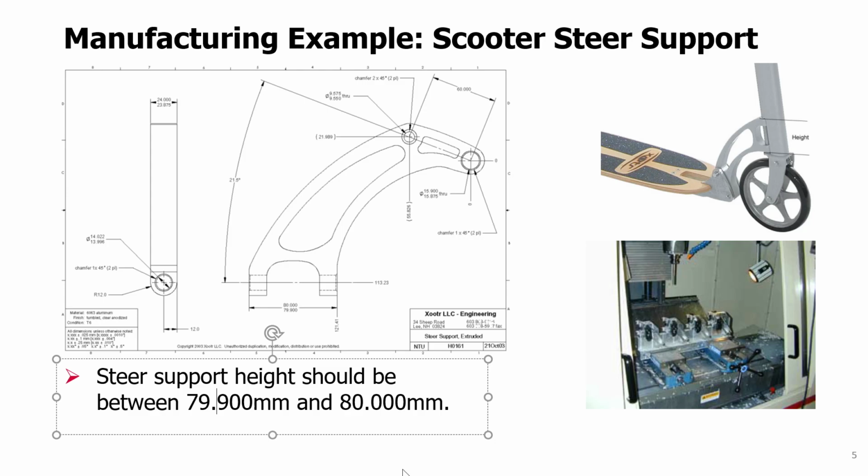So it's very important. If this part is too large, it probably will not even fit, or it will be too tight, and then maybe turning the steering will be hard or impossible. And if this dimension is smaller than the desired minimum, then perhaps this part will be loose, and then maybe the scooter will be wobbly. Right here, you see a kind of tool that is used to make the part, the steer support.